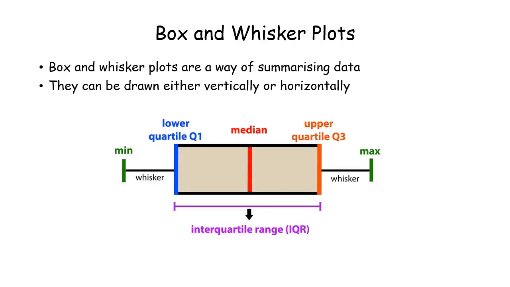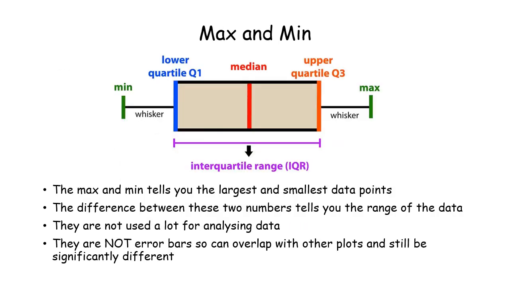The final type of graphical plot that you might get in Advanced Higher is a box and whisker plot. Box and whisker plots are a way of summarizing data, the whole set of data that you have. And they can either be drawn vertically or horizontally, as in the example shown there. Now, what these box and whisker plots have is they have a minimum and a maximum value. They have what is known as the lower quartile and the upper quartile, and in the middle they have something called the median. Now we'll go through what all these things mean.